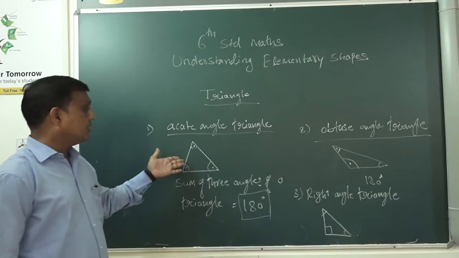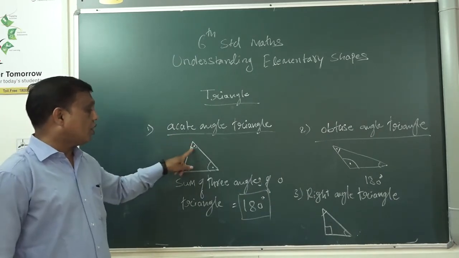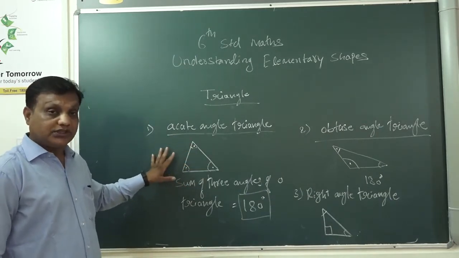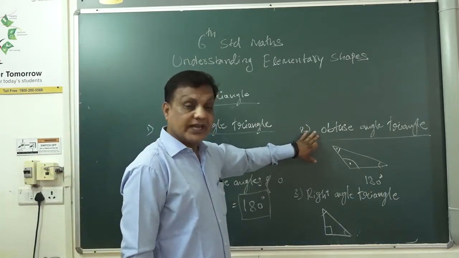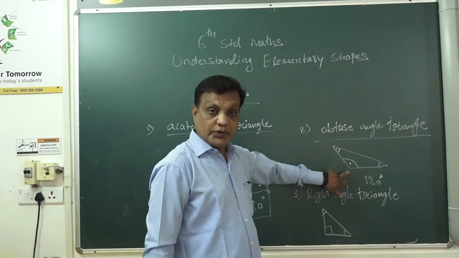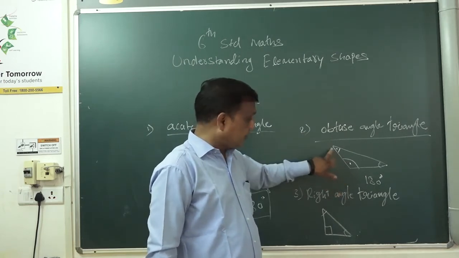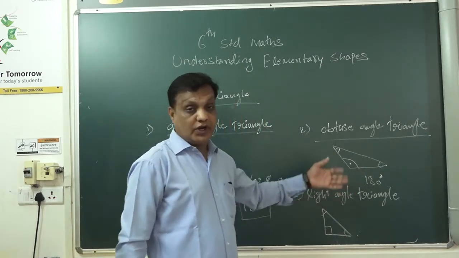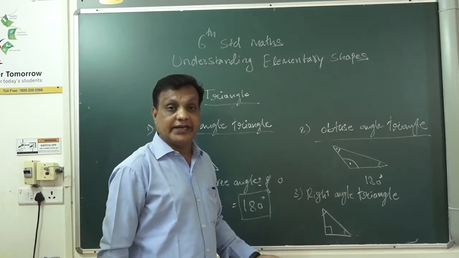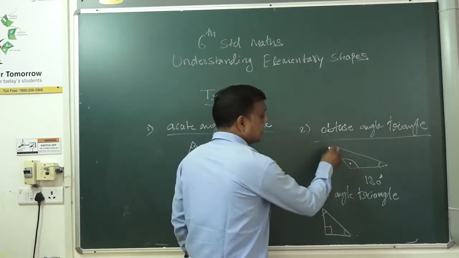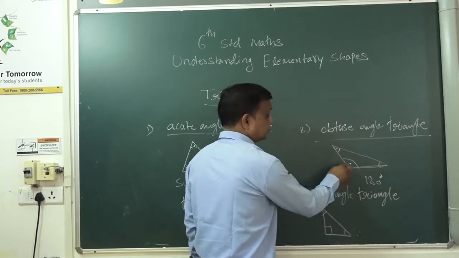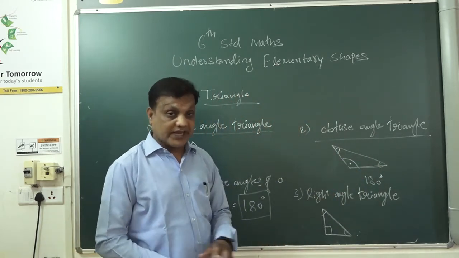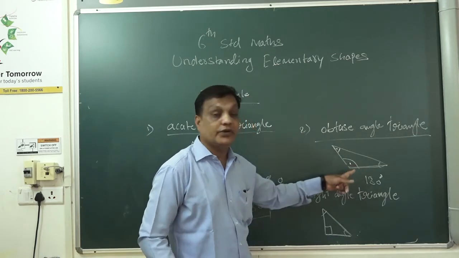Once again come here. What we see: acute angle means all 3 angles are acute. So that type of triangles are acute angle triangles. And obtuse angle triangle, one angle is obtuse. Here the obtuse angle is shown. Before we learned that obtuse angle means more than 90 degree and less than 180 degree. So this angle is more than 90 degree, so that type of angles are obtuse angles. So this is an obtuse angle triangle.